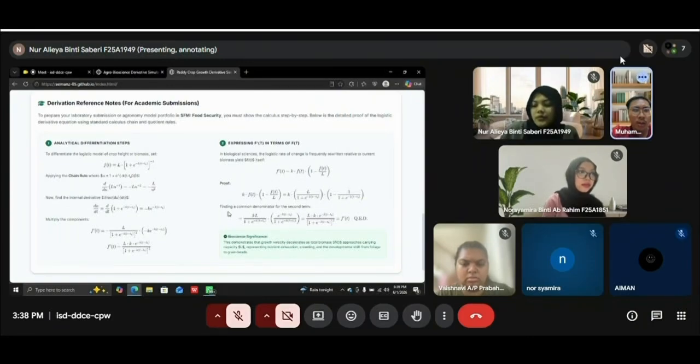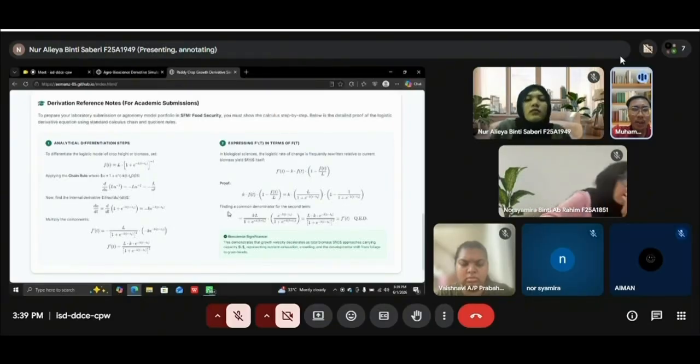Because temperature directly dictates metabolic rates, this adjustment would dynamically shift the inflection day, providing real-time, hyper-localized fertilizer alerts for precision farming right on the web page. Okay, that's all from me.